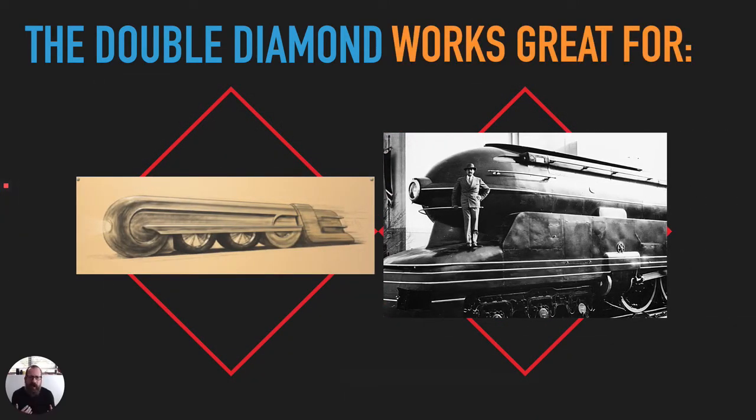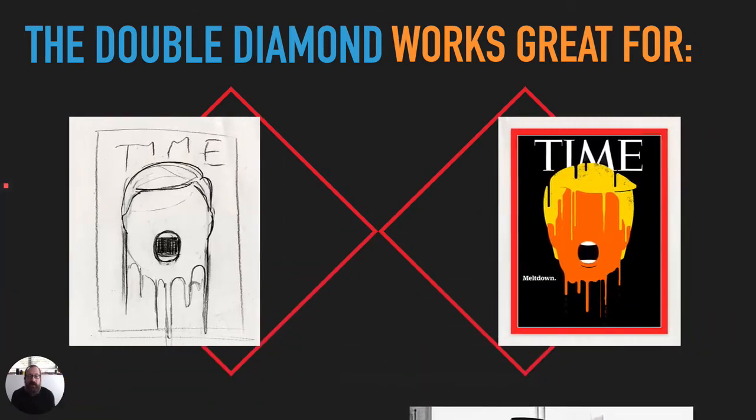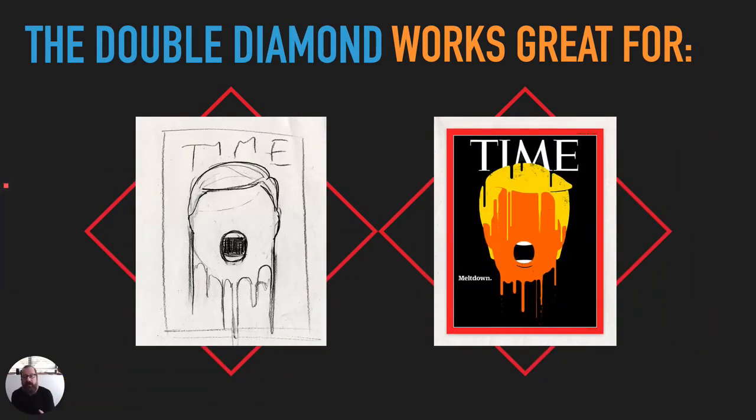It works really well in traditional industrial design. This is Raymond Loewy's famous locomotive, and it works really well in print, right, where you're figuring out what you're going to do and then you're finalizing it. And both of these, or generally traditional design, is about getting something ready to go to manufacture, getting something ready to go to the printing press, right?